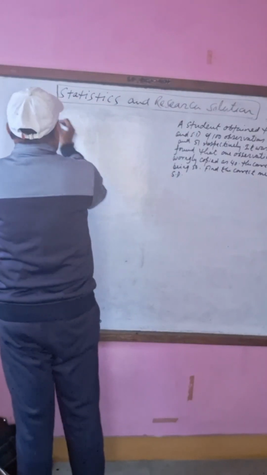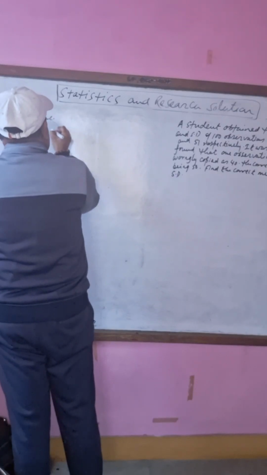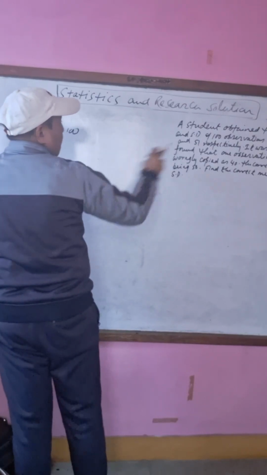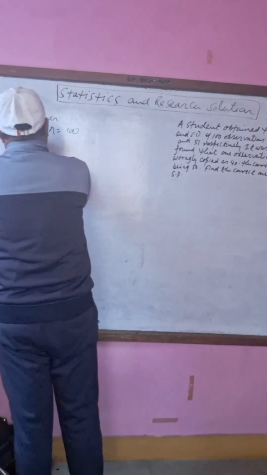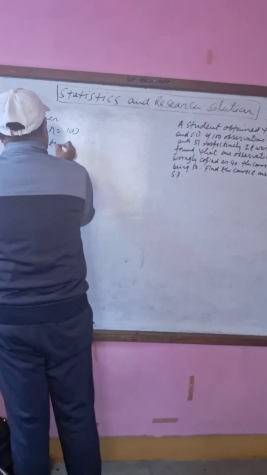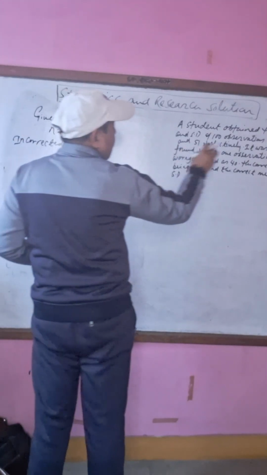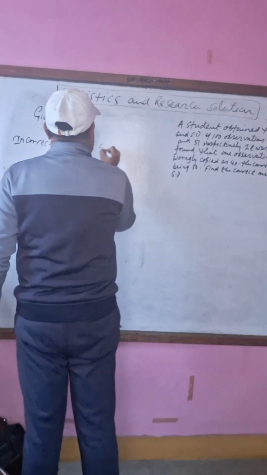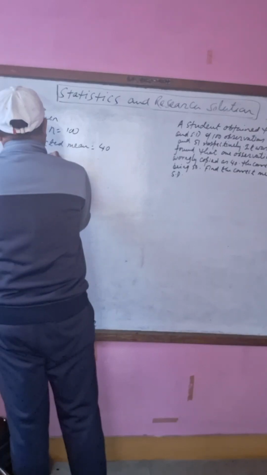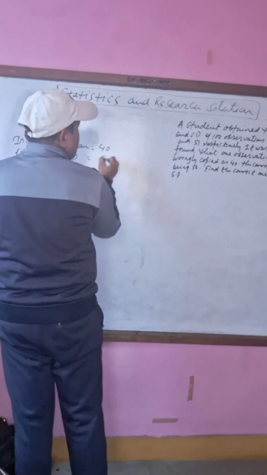Given: the number of observations n is 100, the incorrect mean is 40, and the incorrect standard deviation is 51.